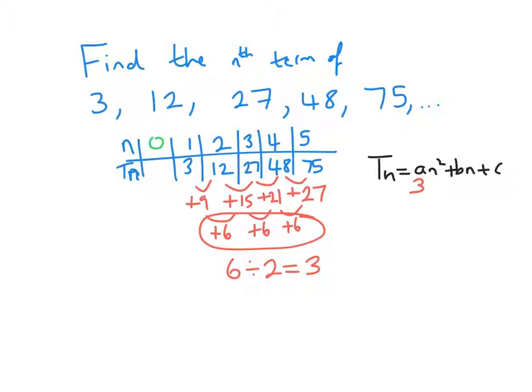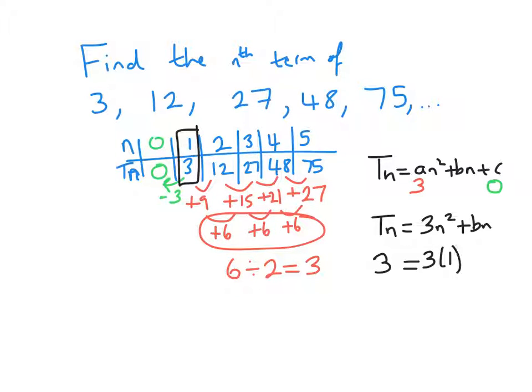Well, I've added 9, then 15, then 21, then 27. So here would be 3. And because I'm going in this direction, I'm going to take away 3. So that's 0. So my value of C is going to be 0. Now I've just got my value of B, and I'm going to use my adapted formula and substitute in n equals 1. So my nth term for n equals 1 is 3. 3 equals 3 lots of 1 squared plus b lots of 1. So 3 equals 3 plus b, so b has to equal 0.